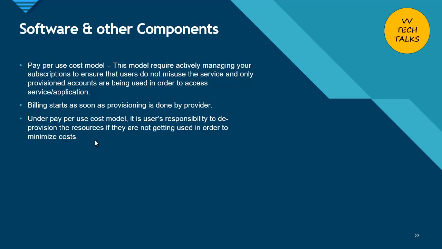For example, if a virtual machine is provisioned to us by the cloud provider, and even if we are not using that virtual machine and we keep that machine in on state, this will keep on attracting the billing amount to us. And if we don't want to use that particular virtual machine, we have to deprovision or turn off the machine ourselves. Otherwise, billing will keep on occurring for the resource, even if it is running idle. So it's our responsibility to deprovision the resources if we are not using them in order to cut the costs involved.